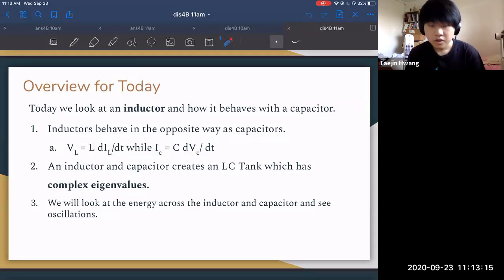And this really is one of the key ideas behind the LC tank, which we'll see later in this discussion, in which the LC tank has complex eigenvalues. And the complex eigenvalues, again, are what create these oscillations in the LC tank. So we'll take a look at that later today, and we'll see how the energy in the LC tank oscillates from one side to the other. So any questions about what's happened in the past or what's to come today?